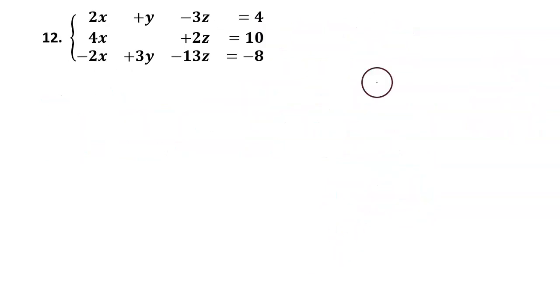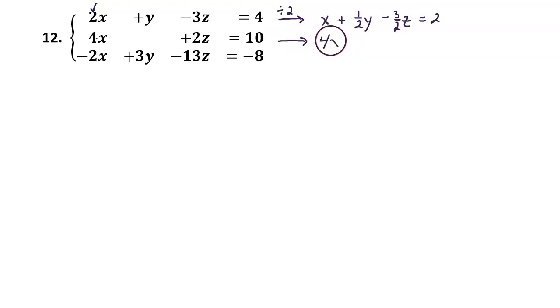Here's number 12, our last one. The first step of Gaussian elimination is to make that leading term start with a 1. We can accomplish that by dividing everything in the first equation by 2. It becomes x plus 1/2 y minus 3/2 z is equal to 2. I'm not going to change the second equation yet. And I'm not going to change the third equation yet.